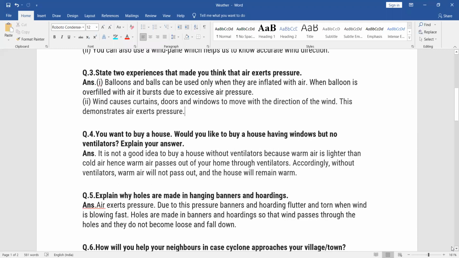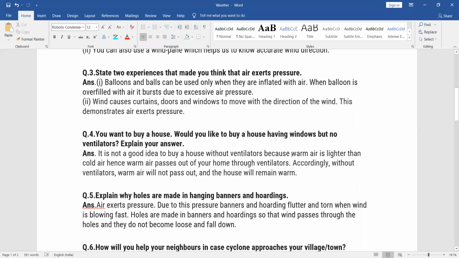You want to buy a house. Would you like to buy a house having windows but no ventilators? Explain your answer. If you want to buy a house and no ventilators are there, would you buy it? We know it very well that ventilators are very good for our health also, because without ventilation there is not a proper circulation of air. So it is not a good idea to buy a house without ventilators.